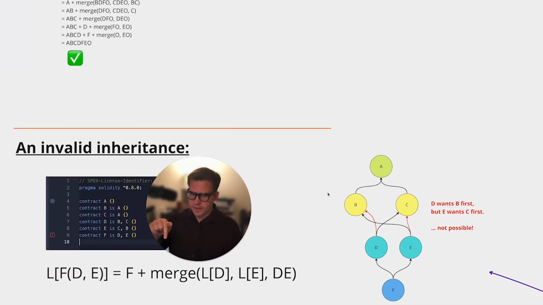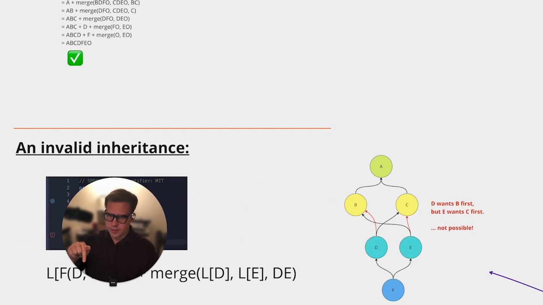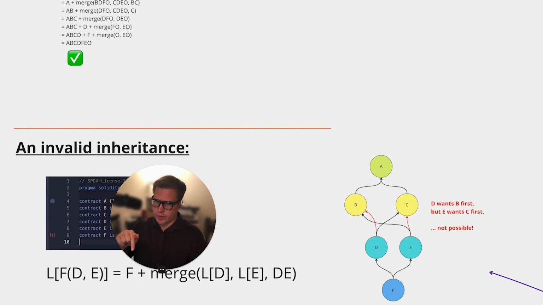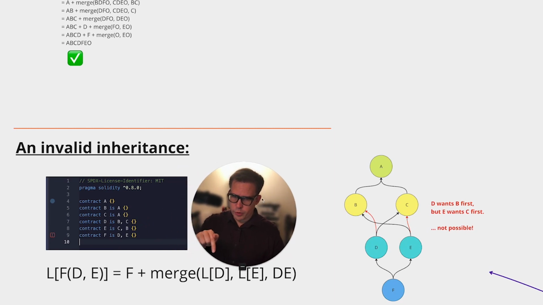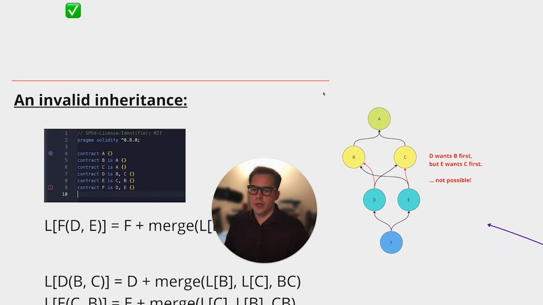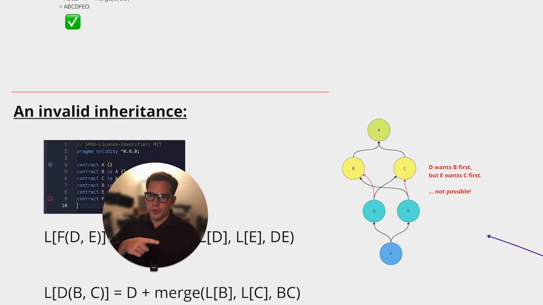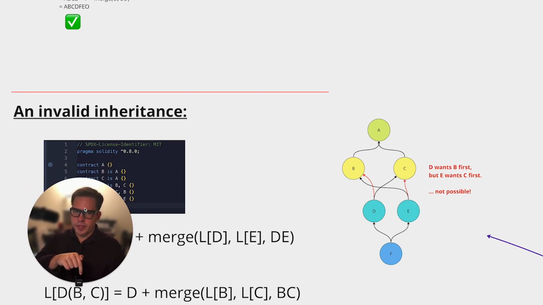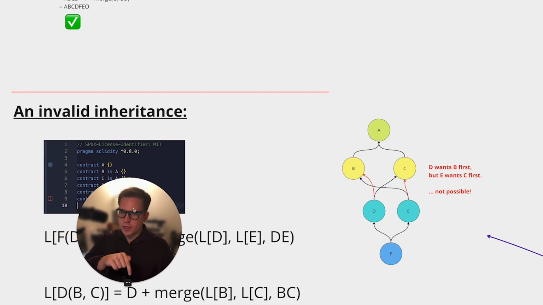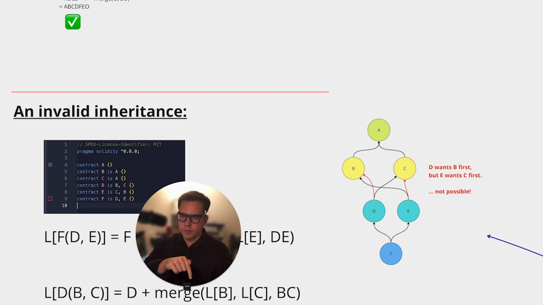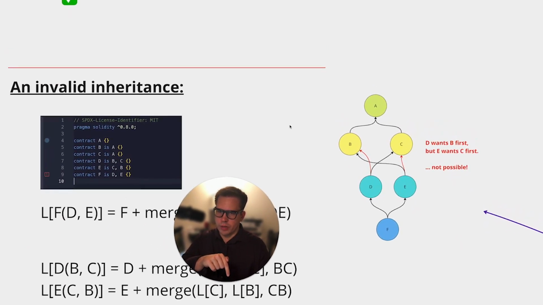We got L of F. F is the most parent class. It depends on D and E. Fantastic. We do the usual thing. F, and then we're going to merge D and E. Okay, great. We're going to go down here. We need to resolve L of D. L of D is right here, depends on B and C. Fantastic. D is the first valid hit. Merge the rest. We all know how this goes.